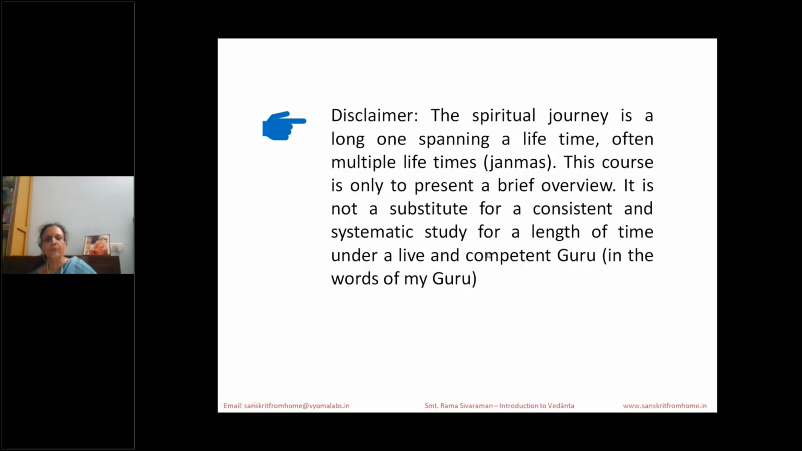Okay, so I just wanted to make sure that this disclaimer is put here, because I'm not attempting to teach the entire Vedanta in 10 weeks. It will be foolish of me to think so, right? So what I'm going to communicate is just, I would say, the tip of the iceberg, right? So moving on.